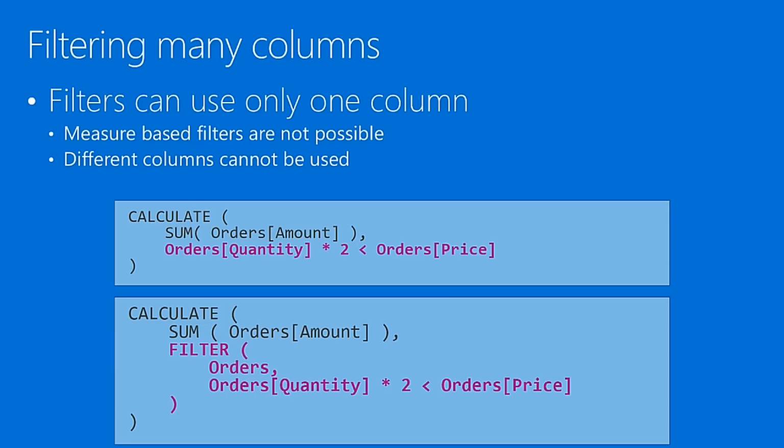If you want to do a test like this, you need to move to a filter on the full table that says filter the orders, only the ones visible in the current filter context, and return me the ones where quantity multiplied by 2 is less than the price. So you apply a filter on the table, and now it's your responsibility to decide whether to remove or to keep filters on the table. CALCULATE doesn't do that for you.